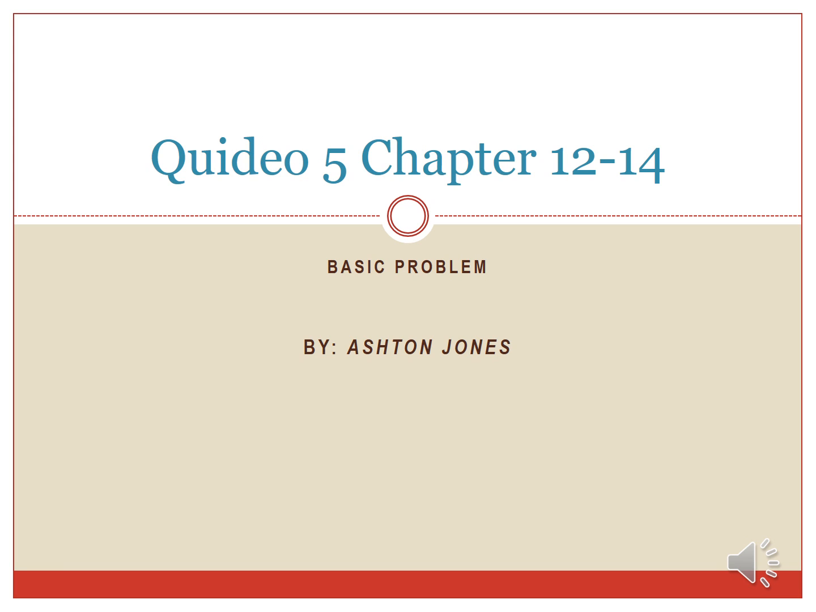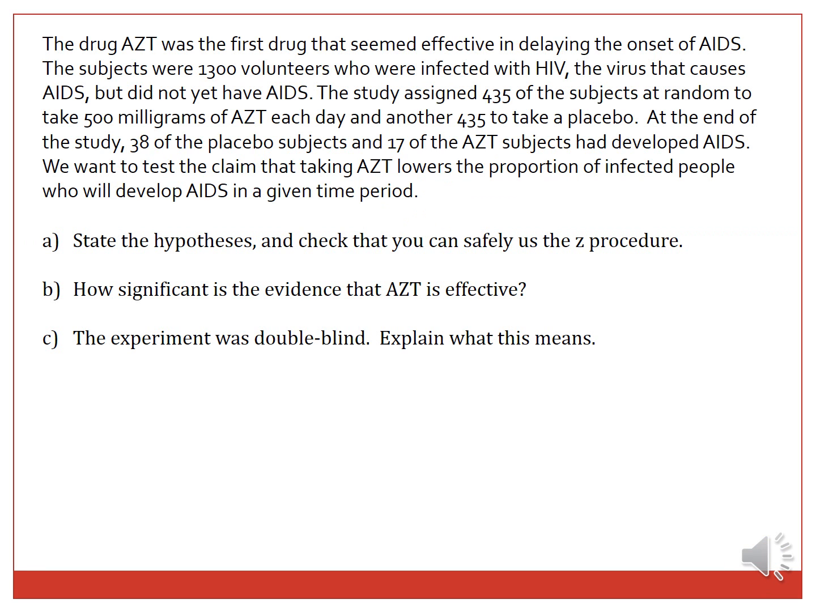Video 5 is on chapters 12 through 14, and we'll be talking about z-tests. The problem states, the drug AZT was the first drug that seemed effective in delaying the onset of AIDS.